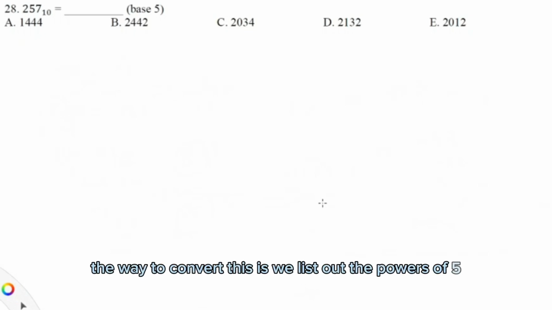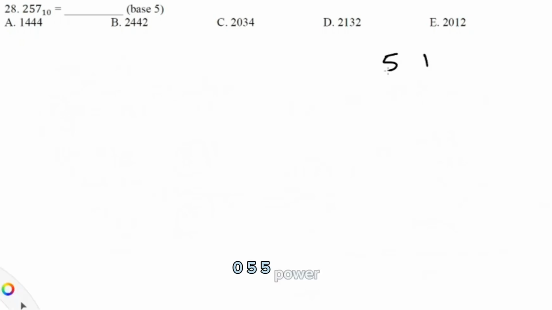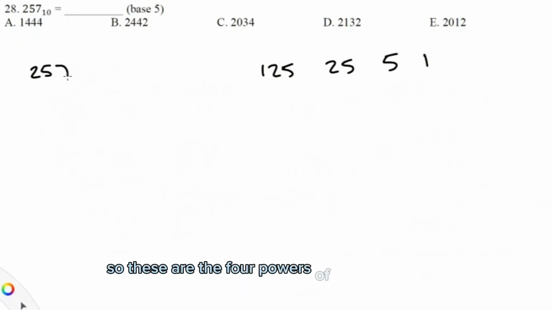Next, 257 base 10 equals what base 5? Alright, the way we convert this is we list out the powers of 5 until we get the power that is greater than 257. So let's do that. So 1, which is 5 power 0, 5 power 1, then 25, 5 squared, 125, 5 cubed, and 625. Now 625 is greater than 257, so we don't use that. So these are the 4 powers of 5 we're using.